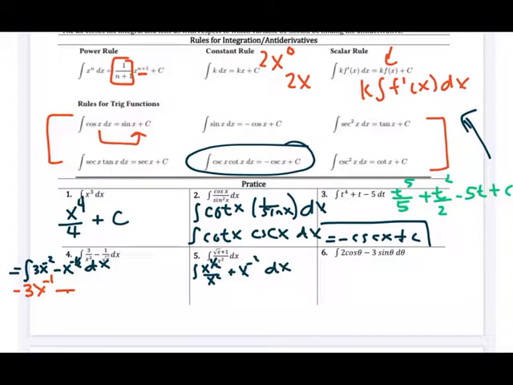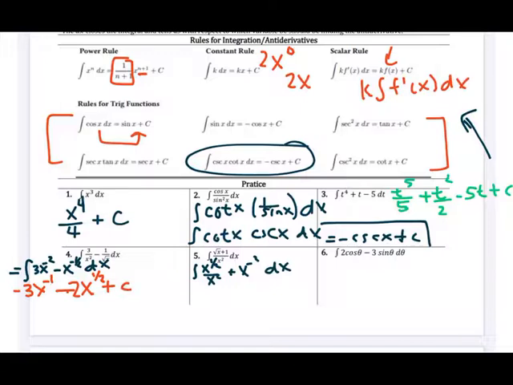Minus, if I increase my exponent with x by 1, I'm going to get x to the 1/2 power, and I'm going to divide by 1/2 or multiply by the reciprocal. That's going to give me a negative 2, or a 2 in front of my x here. And then don't forget your constant.